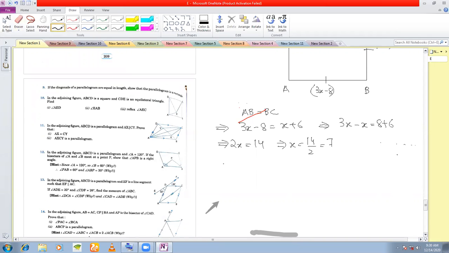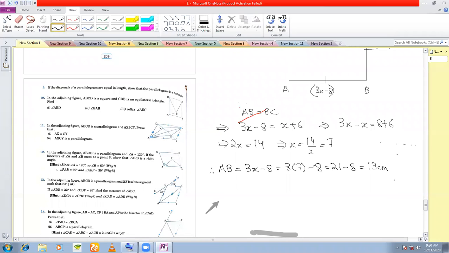Also find the length of each side of the square. Now once we have found out the value of x, what is the length of each side? Therefore AB must be equal to 3x minus 8. Put the value of x. 3 into 7 minus 8, which is 21 minus 8, which is 13. 13 centimeters.